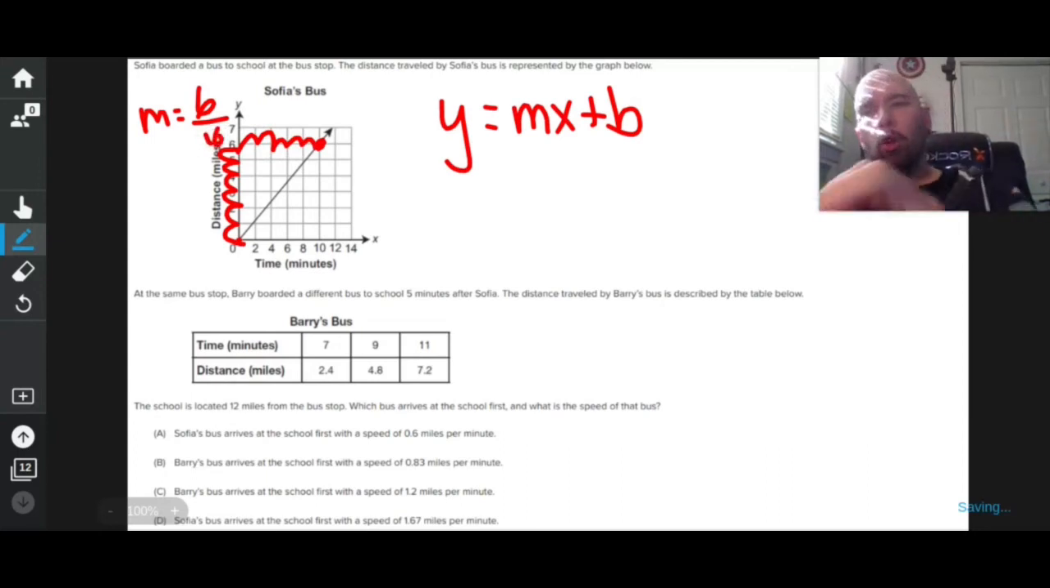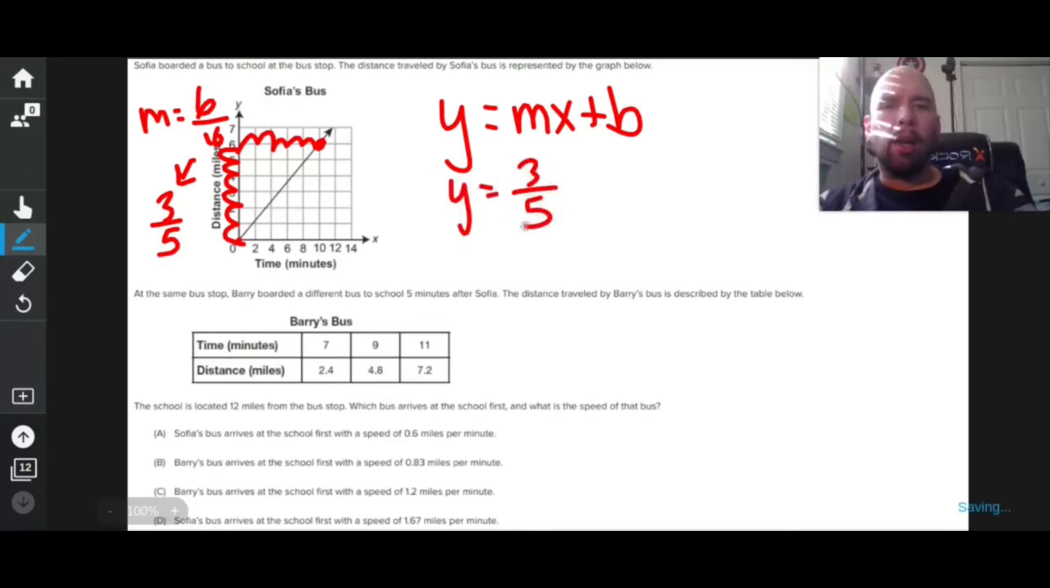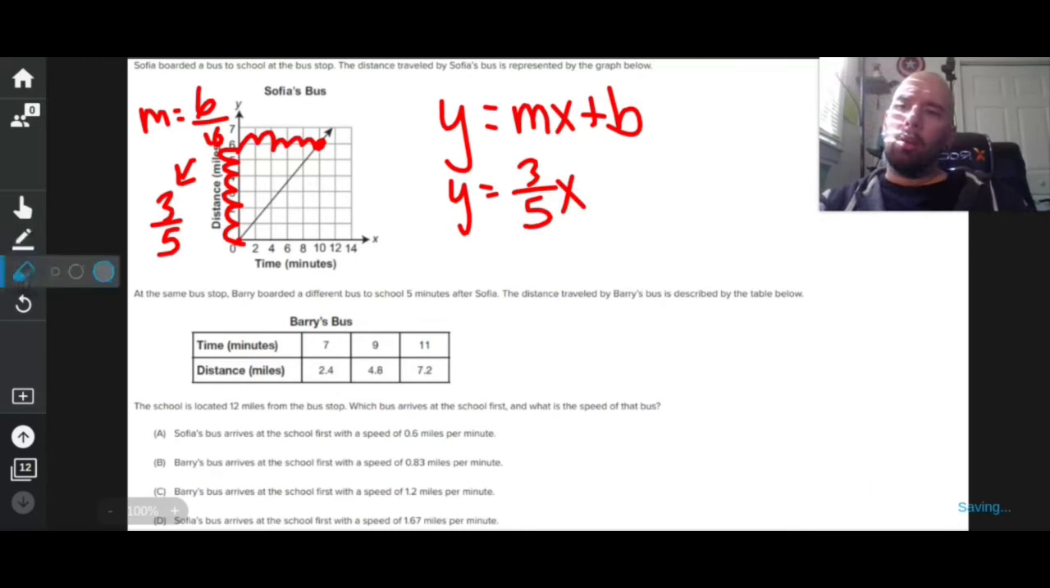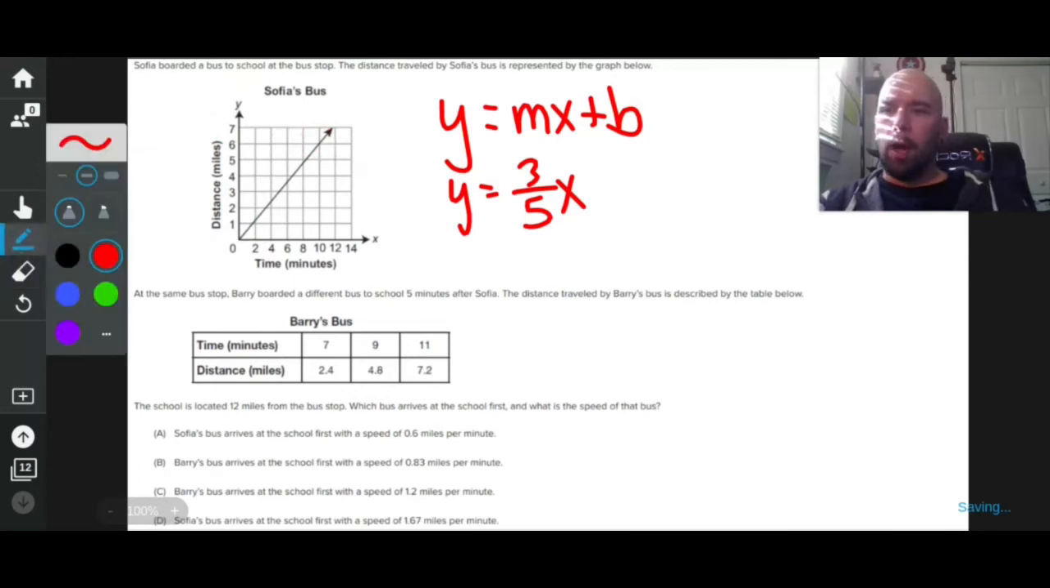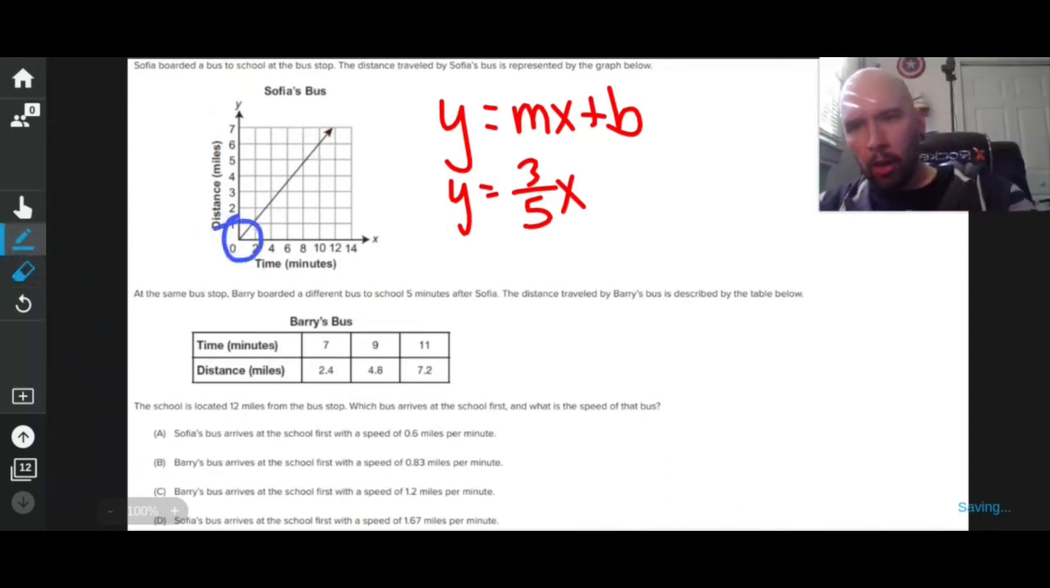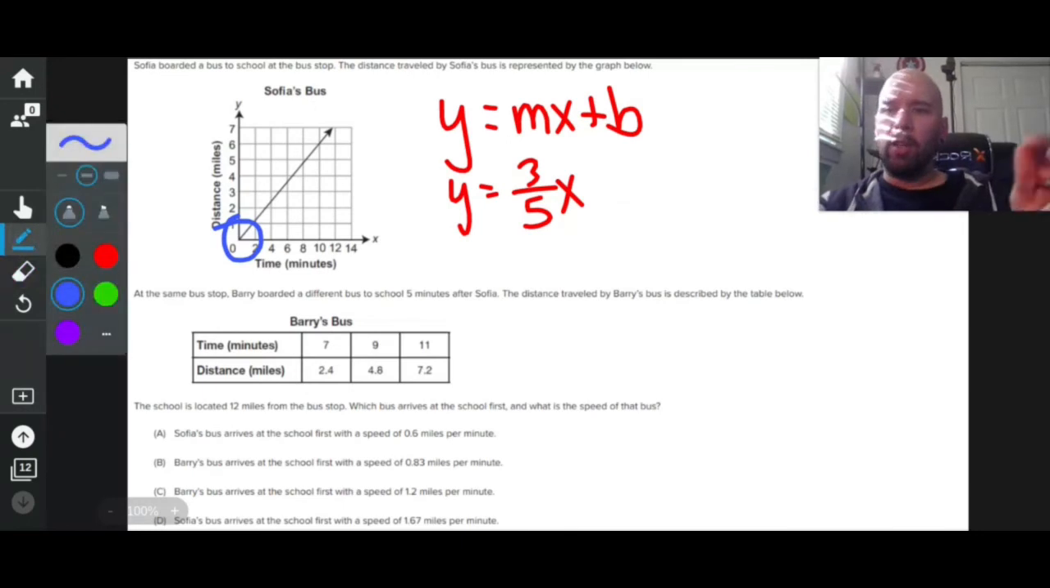So my slope of 6 over 10, when I divide both of them by 2, is 3 over 5. So I have y equals 3 over 5x plus b. Well, what's my y-intercept? I don't have a y-intercept. It's nothing. My y-intercept is 0, so I could put plus 0, but I don't have to. So that's Sophia. This is Sophia right here.